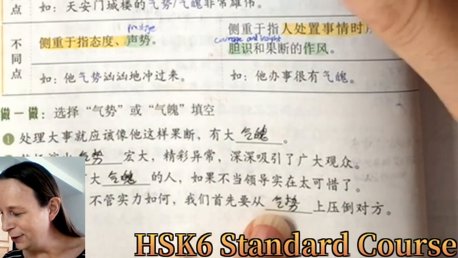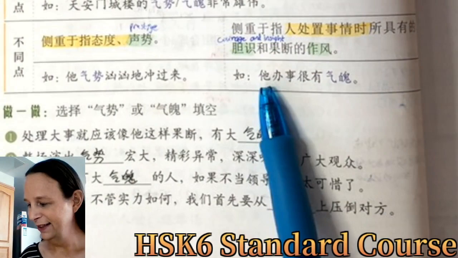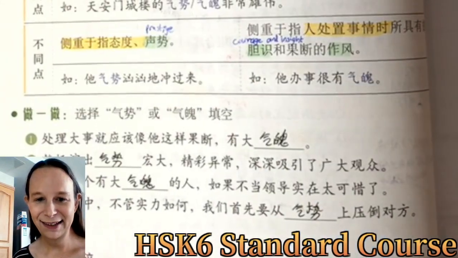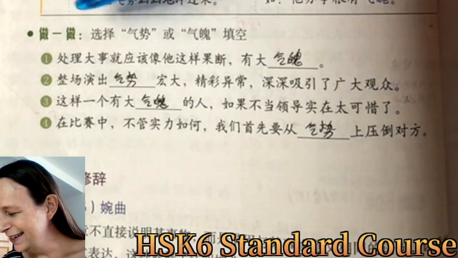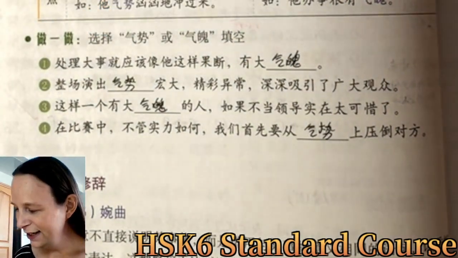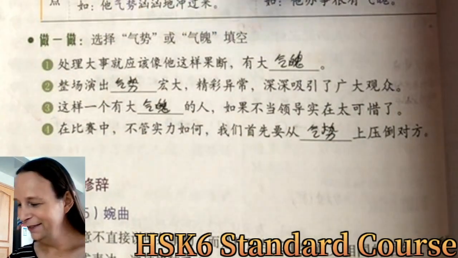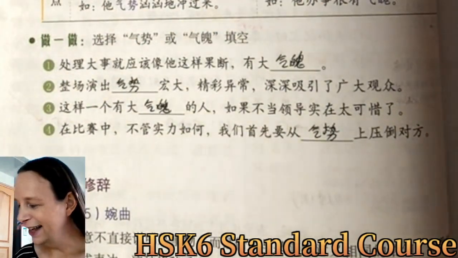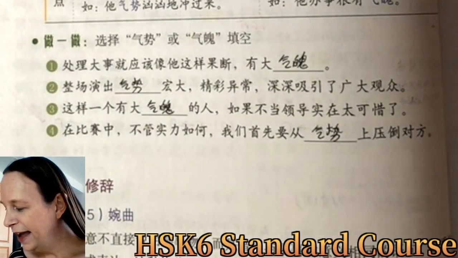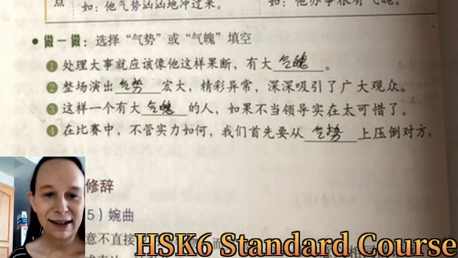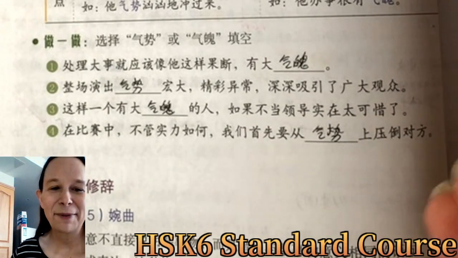Okay, and his 气魄, 他办事很有气魄. All right. So this is decisiveness. Okay. 选择气势气魄填空. This is me years ago. Let's see how I did. 处理 Okay, it's going to be 气魄 because we're 处理. 处理大事就应该像他这样果断. 有大气魄. Yeah, it must be 气魄 according to what we just learned.